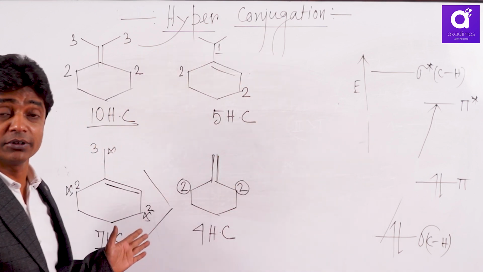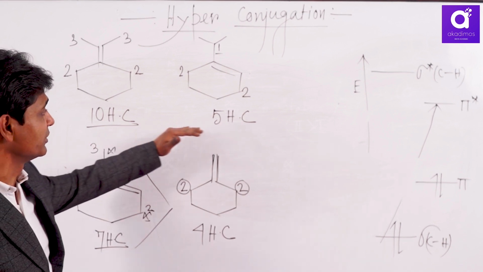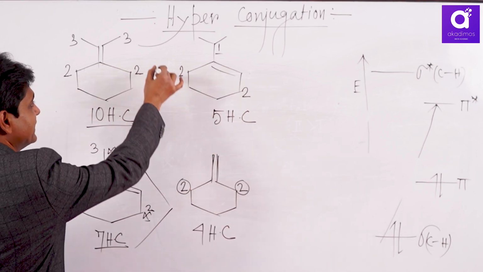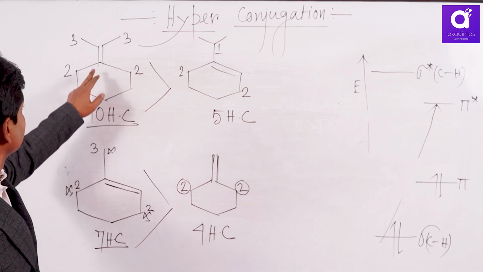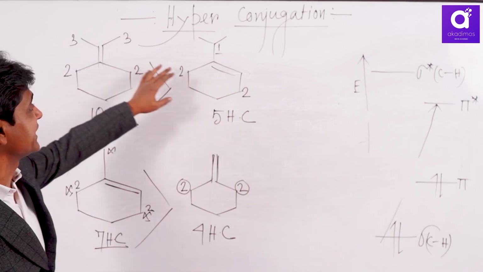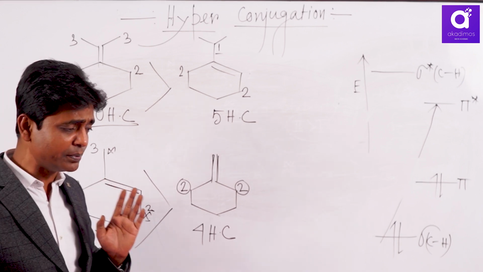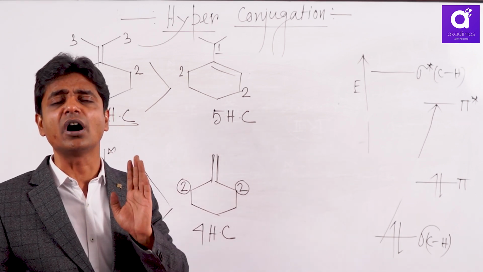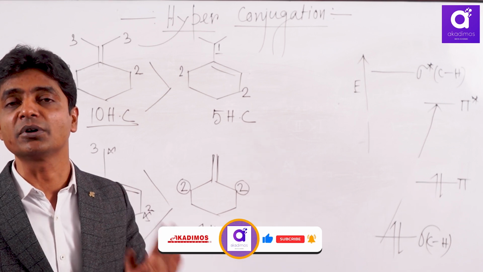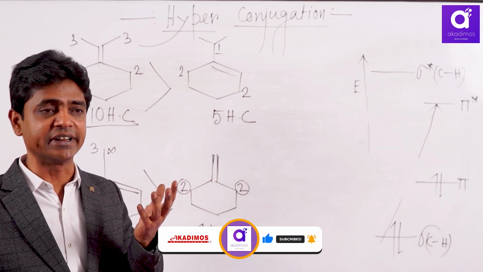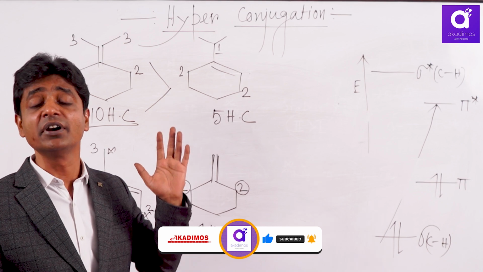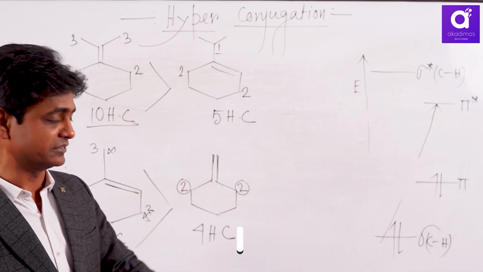That means which one is more stable? 10 hyperconjugation is more stable than 5 hyperconjugation. Here you see, the exocyclic double bond is more stable than the endocyclic. That means the term is not always correct. Just to compare the stability, count the number of hyperconjugation structures. From there you will get an idea about the stability of different alkenes.